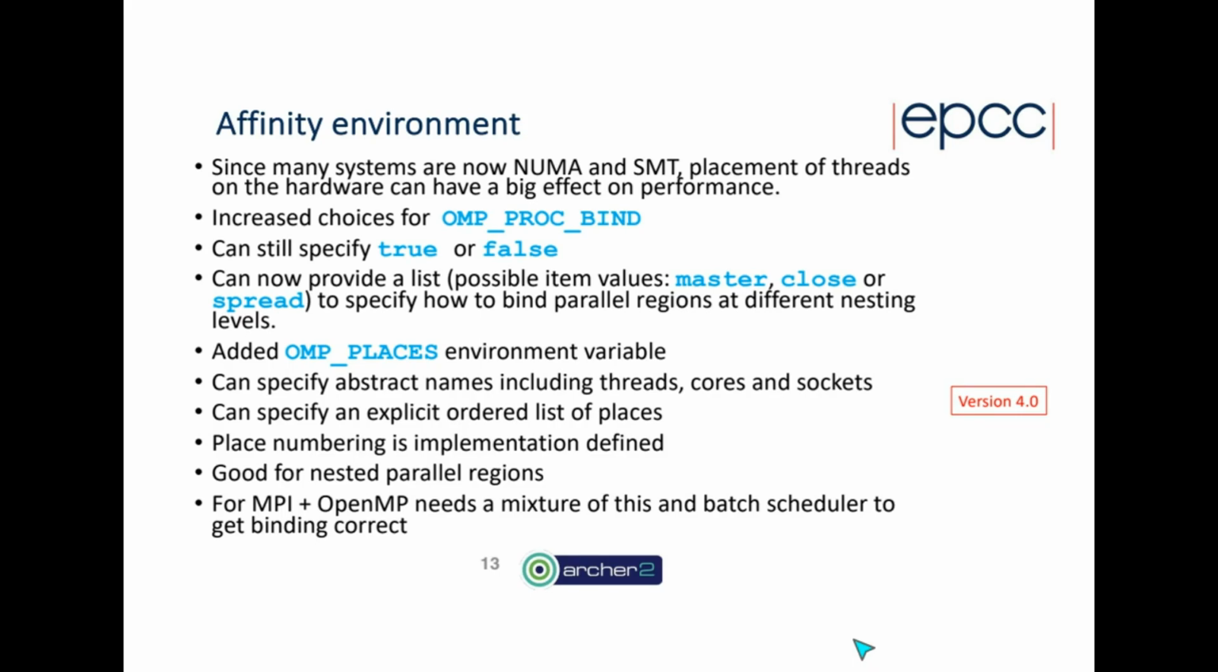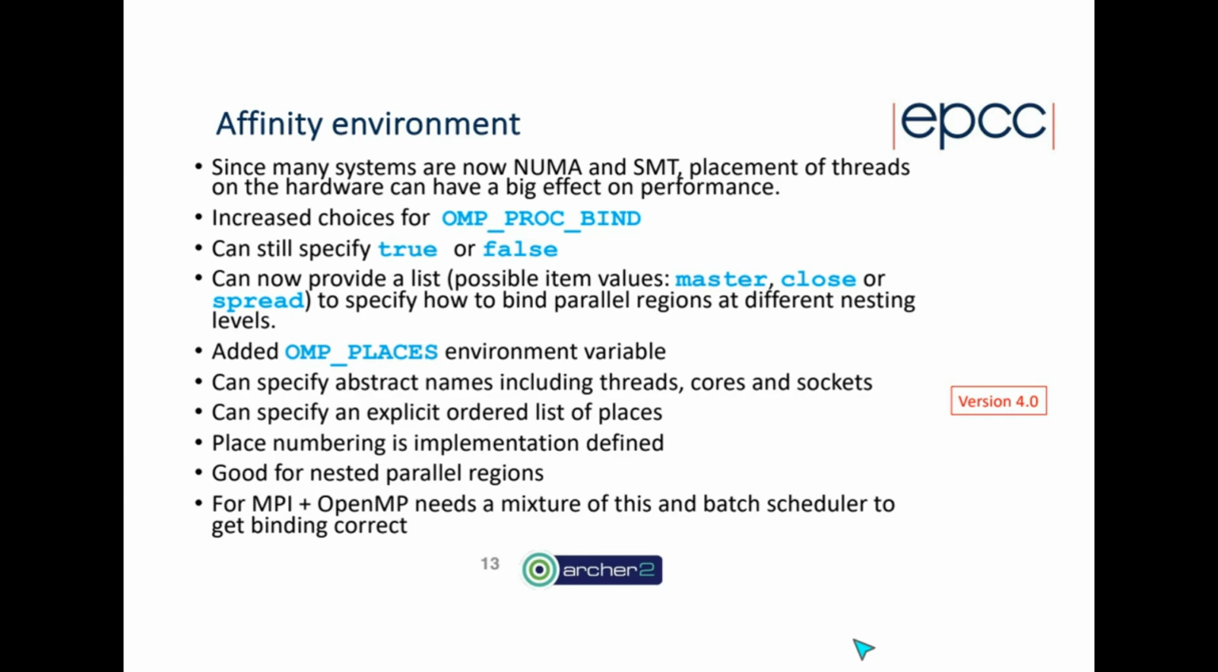Next one is the affinity environment. Most systems now have NUMA, non-uniform memory access domains, and SMT, simultaneous multi-threading, hyper-threading, virtual cores, hardware threads, whatever you like to call them. There are way too many different names for the same thing. Systems also have complicated cache hierarchies where certain sets of cores may be sharing certain level 3 caches, for example.